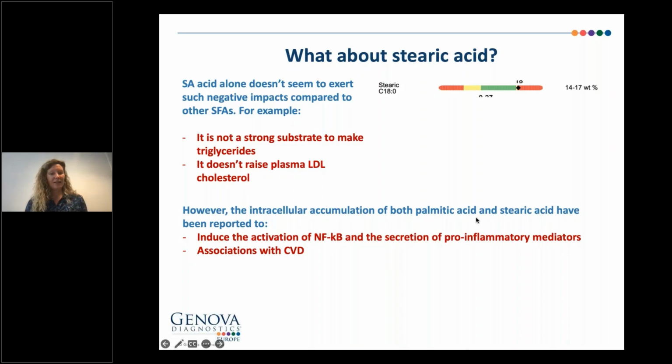Stearic acid alone doesn't seem to exert such negative impacts compared to other saturated fatty acids. For example, it's not a strong substrate to make triglycerides, and it hasn't been shown to raise LDL cholesterol. But the intracellular accumulation of both palmitic acid and stearic acid have been reported to induce the activation of NF-kappa B and the secretion of pro-inflammatory mediators, and there are some associations with cardiovascular disease.